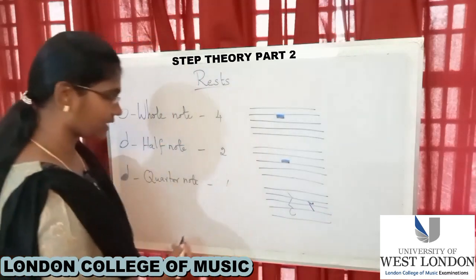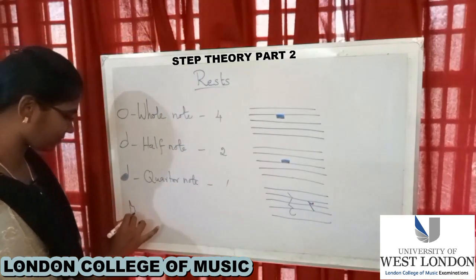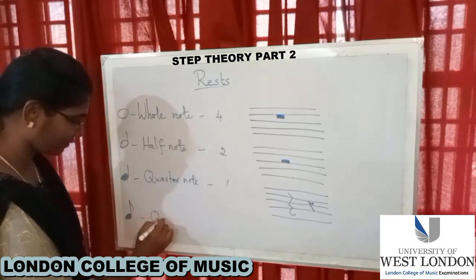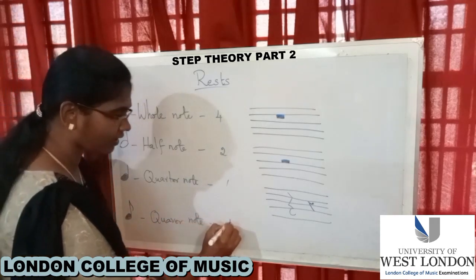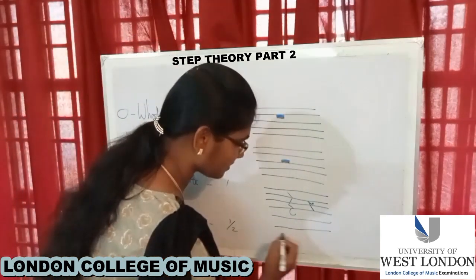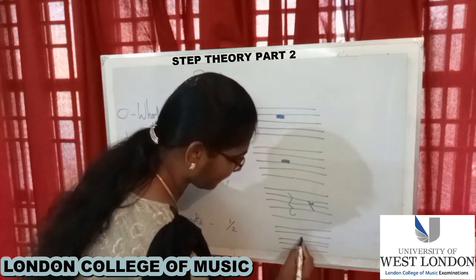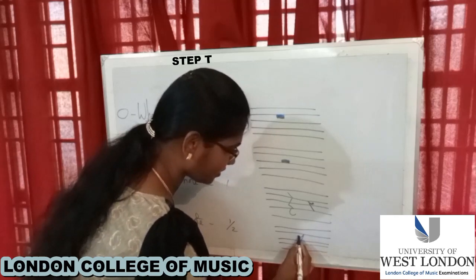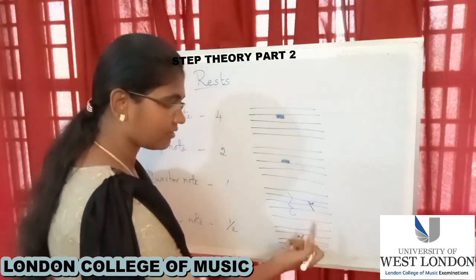Okay, come to the 4th one, that is our quaver note, or 8th note. How many counts for the note? Half count. The rest also has the same count. Okay, that is only half count. It is the opposite, inverse form of the quarter rest.